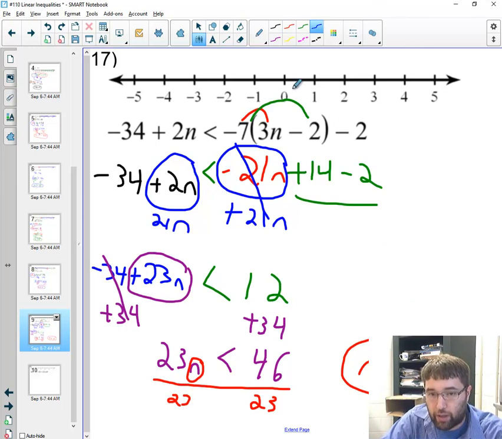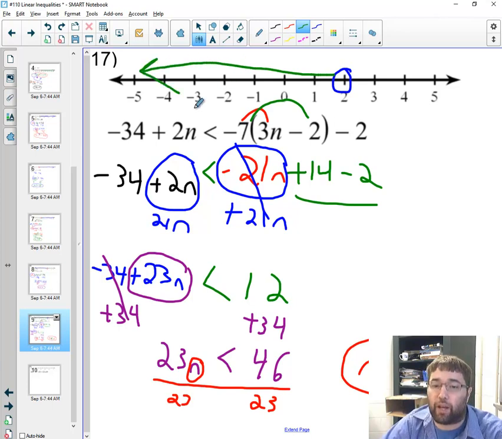Because there's no line underneath, it's an open circle at 2. Because we're pointing to the left, we point to the left, less than. That's the answer, both of these.